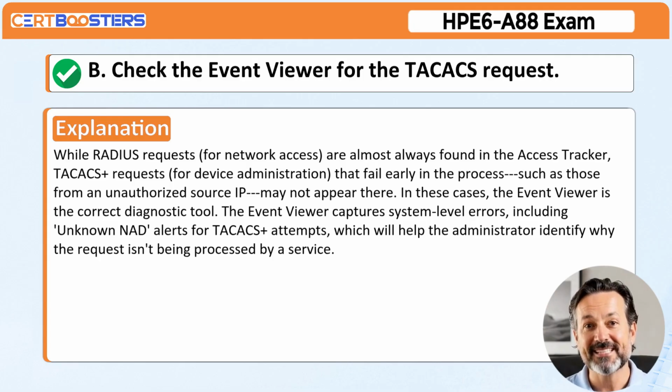Check the Event Viewer for the TACACS request. Explanation. While RADIUS requests for network access are almost always found in the Access Tracker, TACACS+ requests for device administration that fail early in the process, such as those from an unauthorized source IP, may not appear there. In these cases, the Event Viewer is the correct diagnostic tool. The Event Viewer captures system-level errors, including unknown NAD alerts for TACACS+ attempts, which will help the administrator identify why the request isn't being processed by a service.